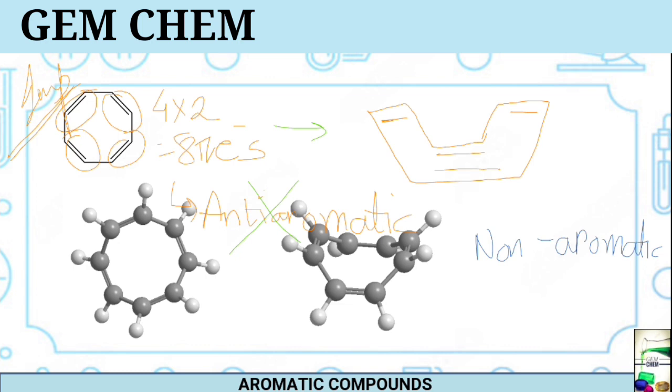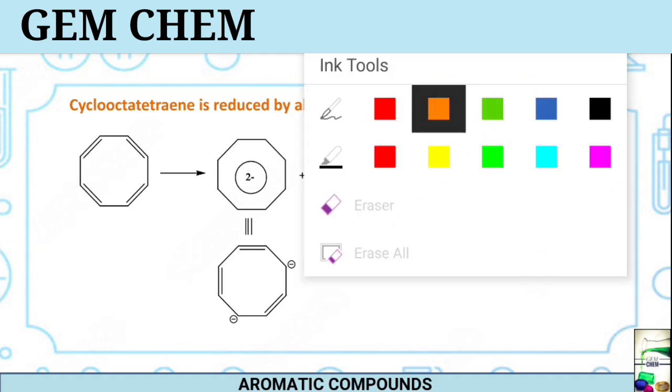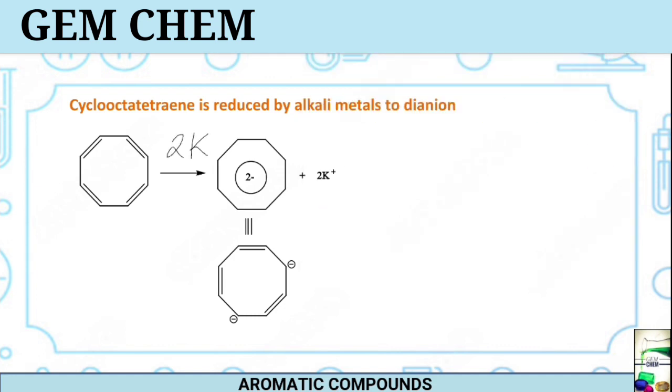Now if we want to make this non-aromatic compound into an aromatic one, what can we do? We can just reduce it with an alkali metal to the dianion. As a result, it will become planar. So let us see. If we react it with 2 potassium and use THF as solvent, then we can see that it forms this compound with a dianion. And if we see here, we have 2 electrons.